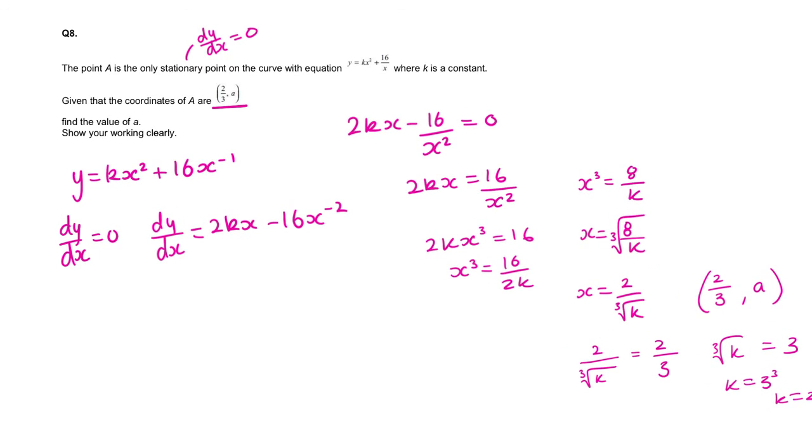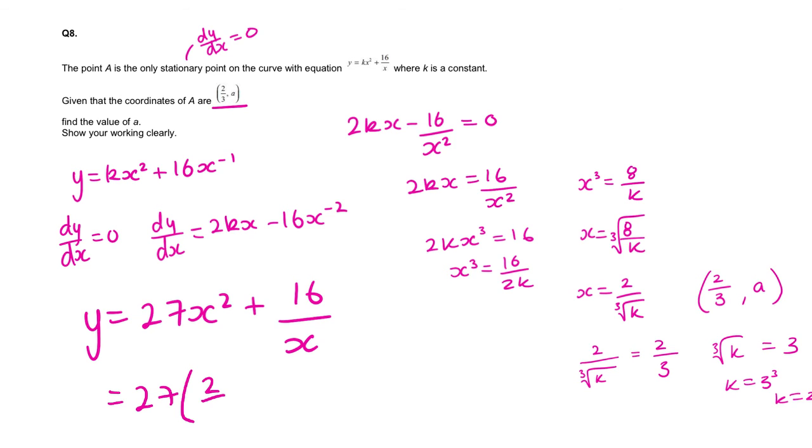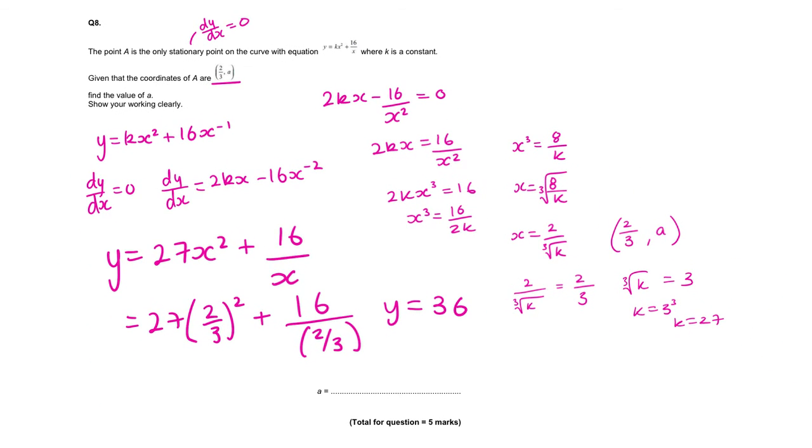Now that we know that k equals 27, that means that y equals 27 lots of x squared plus 16 over x. If I substitute in my 2 over 3, I'll be able to find my y coordinate. So it's going to equal 27 lots of 2 over 3 squared plus 16 divided by 2 over 3. I'm literally going to put that in my calculator exactly how it looks, which gives me a value y equals 36. So therefore a equals 36.